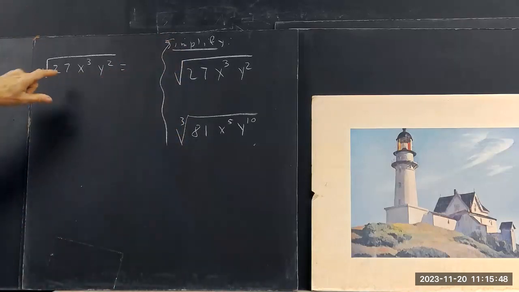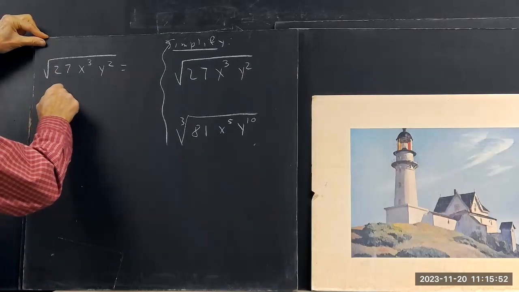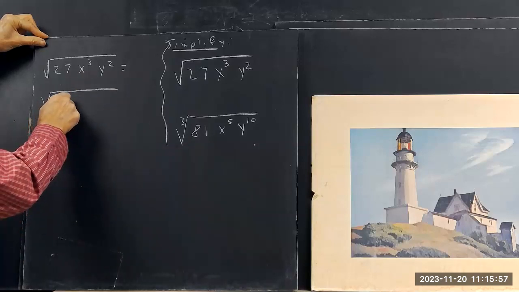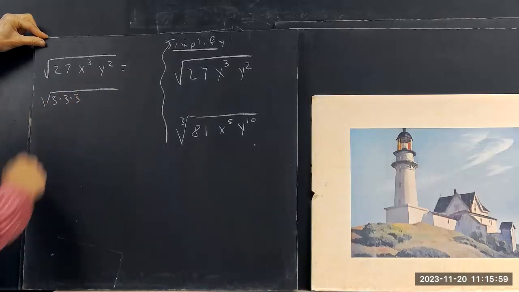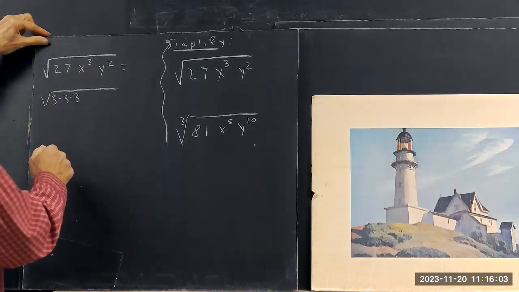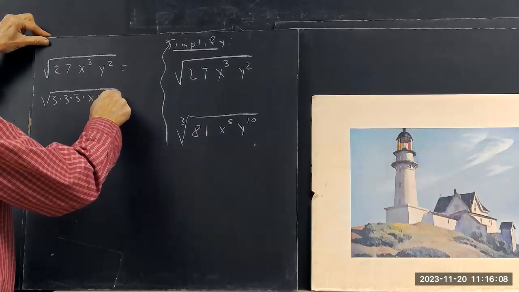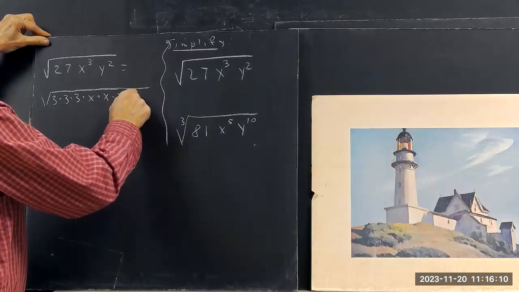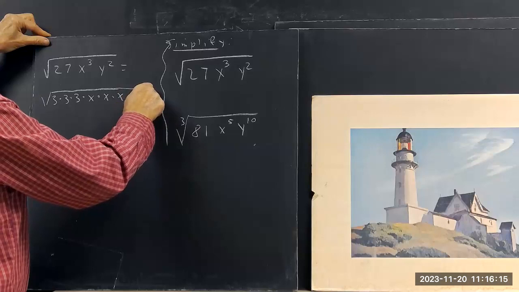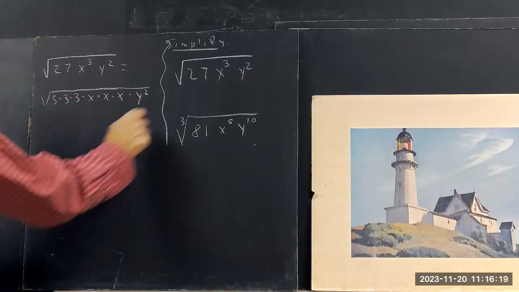Okay, if I do the prime factorization on 27, I find that I've got 3 cubed, which I'm going to write as 3 times 3 times 3, because of course that's what we get when we do the prime factorization. And then that's times x times x times x. And that's multiplied by y squared. I'm just going to leave y squared as y squared. We'll see why in a minute.